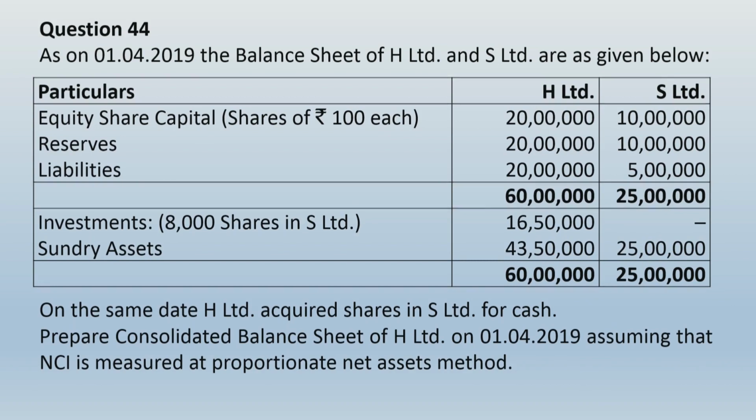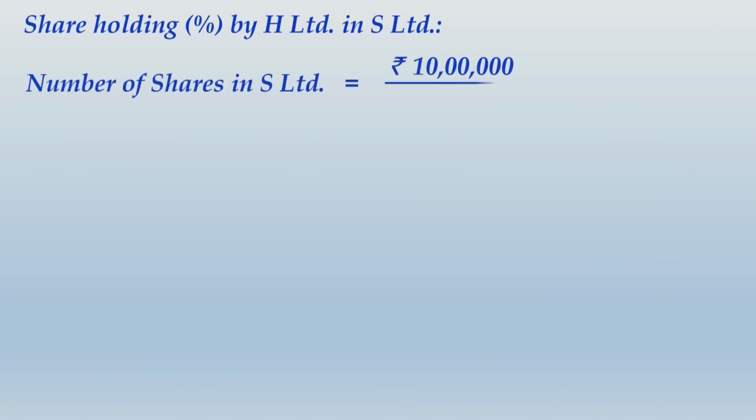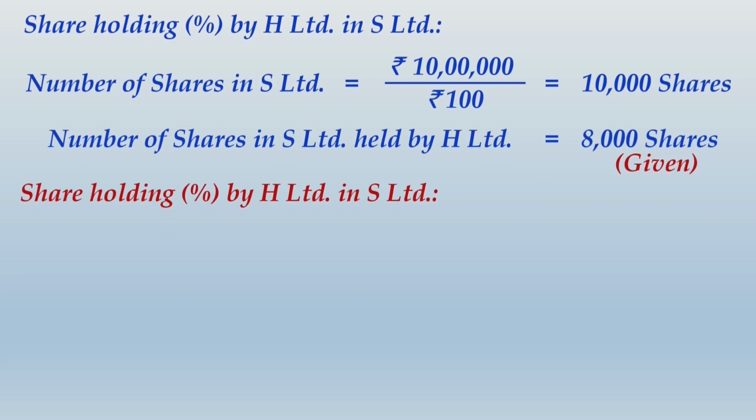So let us see how to present the solution. In your solution, you will first present a calculation of shareholding percentage by H Limited in S Limited. So first of all, the number of shares in S Limited will be total share capital divided by the par value of each share, that is rupees 10 lakhs divided by rupees 100 per share, which would give you 10,000 shares.